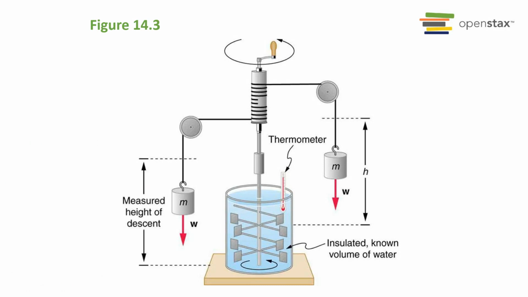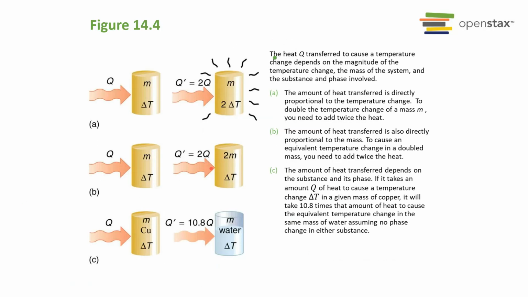I say this to say that temperature changes, and then also we have to consider heat capacity. When you look at this, we have Q to represent the heat transfer. The heat transfer needed to cause a temperature change depends on the magnitude of the temperature change, the mass of the system, and the substance and phase involved, right? So the amount of heat transferred is directly proportional to the temperature change.